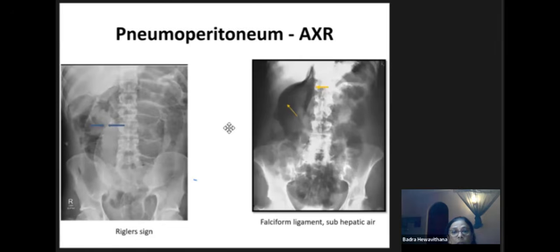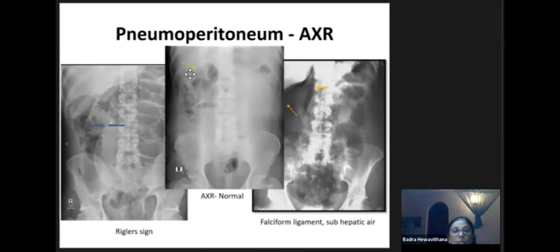So if you see a normal abdominal X-ray, you will appreciate that only the inner side of the bowel wall is seen. You don't see the outer side. So you don't see a line like this, because it is merged with the rest of the soft tissues in the abdomen. You will see only the inner margin of the gas shadow.